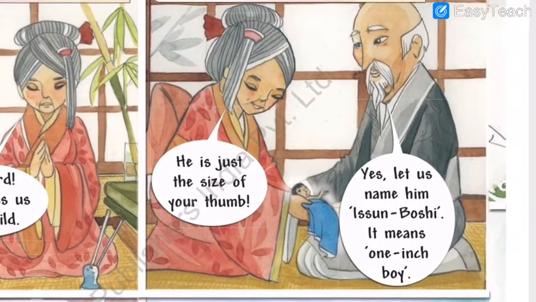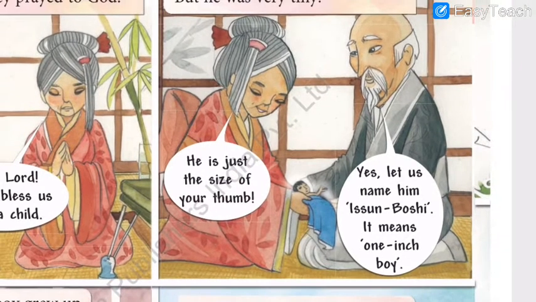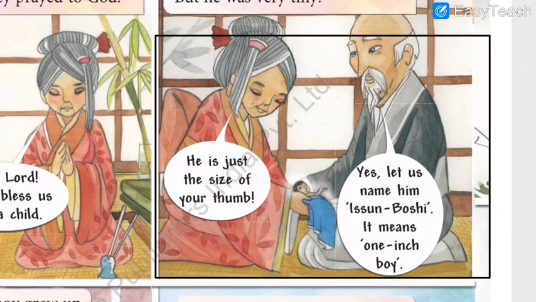Now I'll zoom in on this paragraph for you. If you can see, there is a baby boy in the hands of the man and the woman together. They both are holding the newborn tiny boy. Now the lady says, "He is just the size of your thumb." So the man replies, "Yes, let us name him Issun-boshi." It means 1 inch boy.